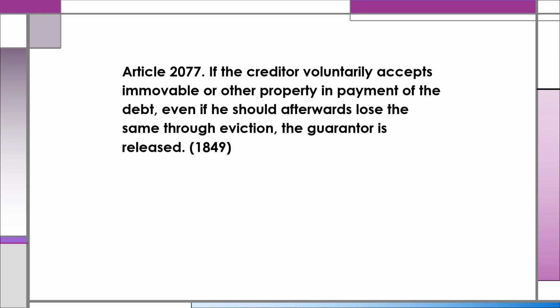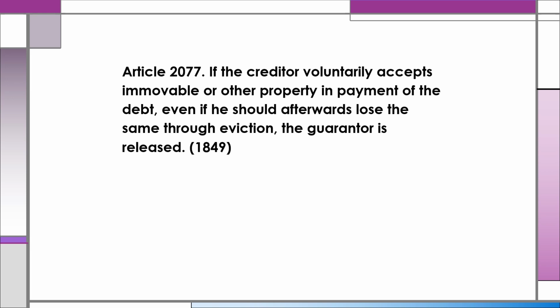So halimbawa, si debtor ay nagbayad ng isang parcel of land kay creditor bilang bayad niya sa kanyang utang, then that should release also the guarantor from his obligation in the contract of guarantee. Nakalagay dito, even if he should afterward lose the same through eviction. So halimbawa, pagkatapos niyang tanggapin yung isang parcel of land bilang kabayaran, later on, may nag-claim at napatunayan na yun pala ay pag-aari ng ibang tao, that will not revive the contract of guarantee.